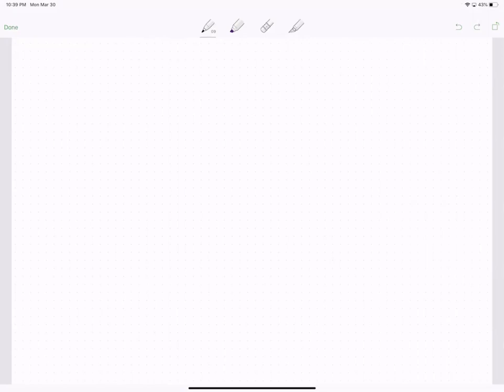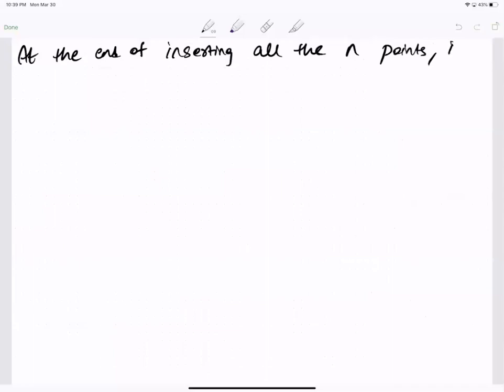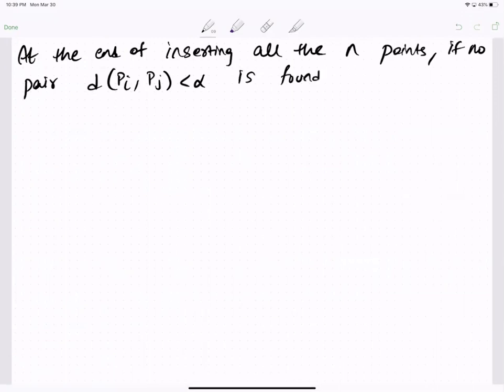And finally, what you do is the following. At the end of inserting all the endpoints, if no pair of this form, no pair with distance less than alpha is found, then report that the closest pair of P is greater than alpha.